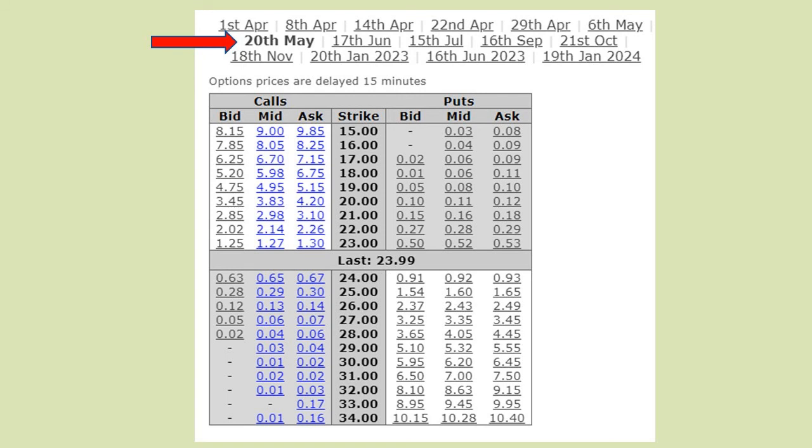Monthly contracts generally expire on the third Friday of the month. Many stocks have options that also have weekly options that expire every Friday. There are even some heavily traded option contracts that have several expiration dates within 1 week.